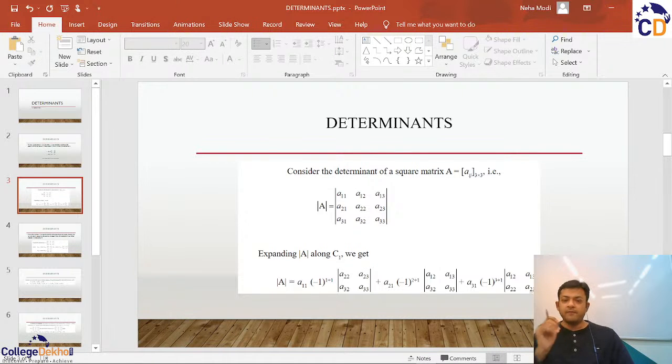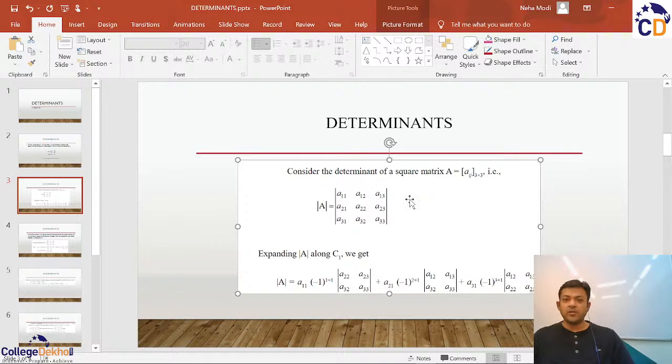So, when we expand the determinant by the first row or the first column, in this case we are expanding it by the first column, the answer to the determinant would be a11 times the cofactor of the first element.